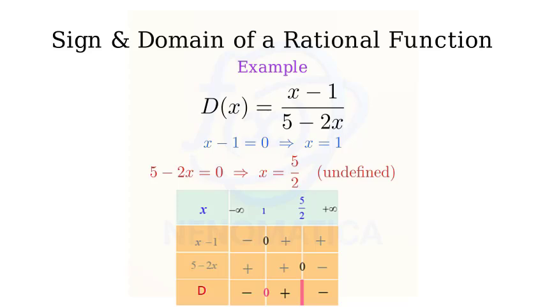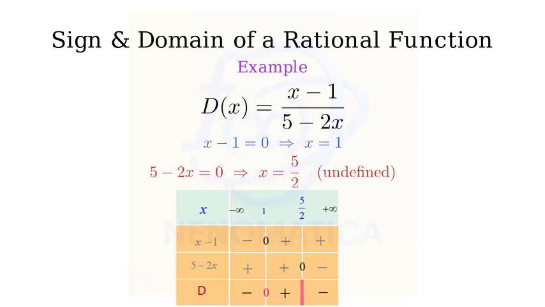First, the numerator. The expression x minus 1 is negative to the left of 1, equals 0 at 1, and positive to the right of 1. Next, the denominator. The expression 5 minus 2x is positive when x is less than 5 halves, equals 0 at 5 halves, and negative when x is greater than 5 halves.